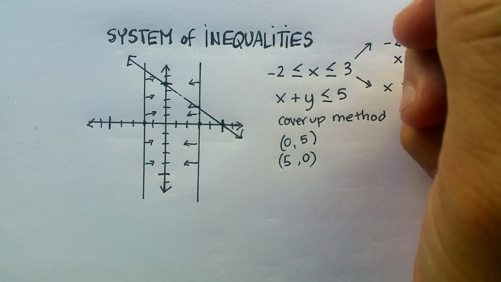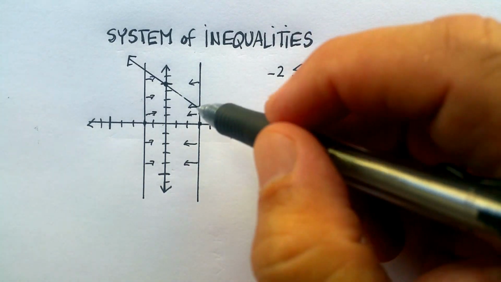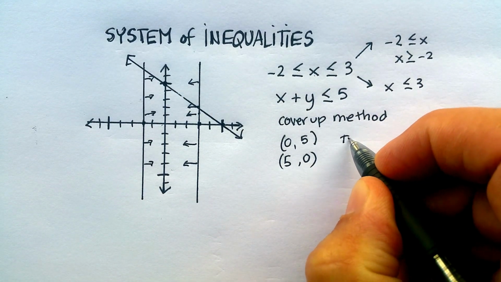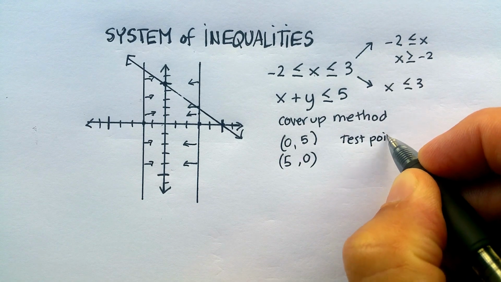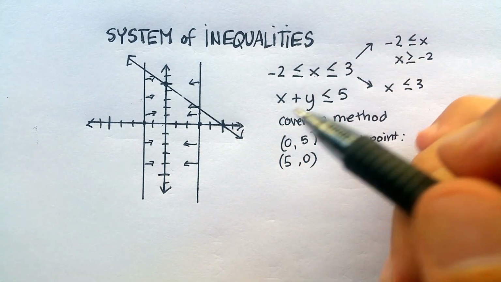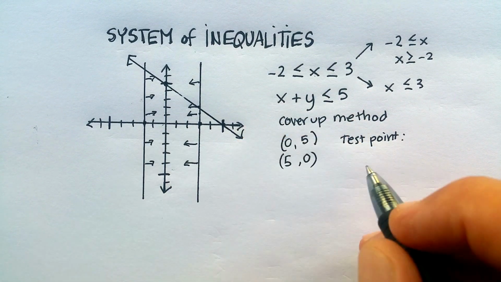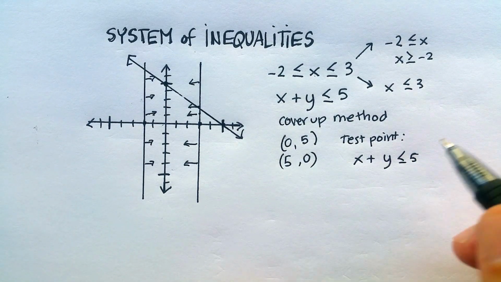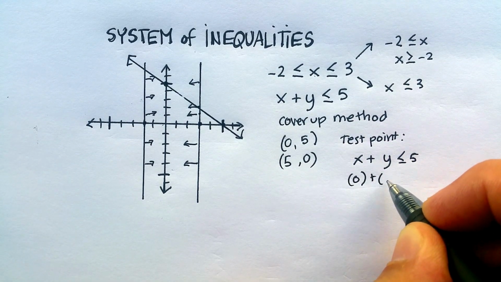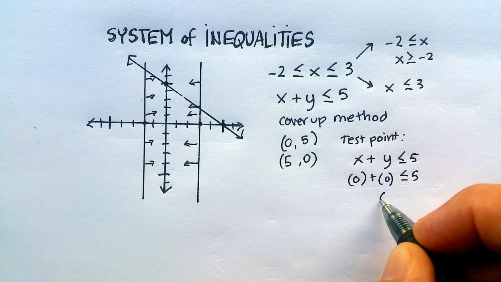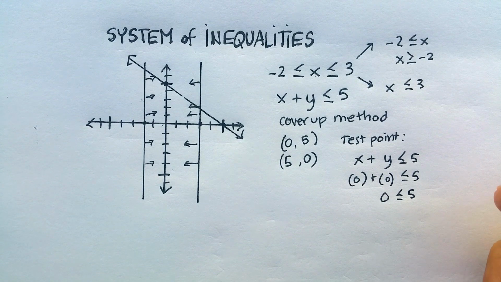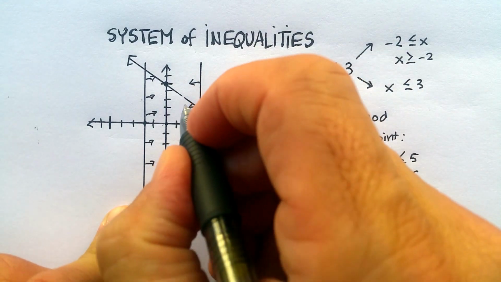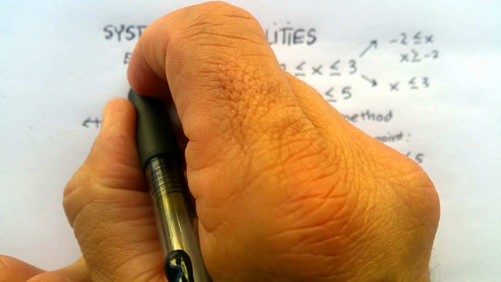There we go. And now I'm going to do what's called a test point. I want to see which side of this line I need to shade. Okay. So my test point, you can really just choose any point on either side of the graph. I tend to choose 0, 0, because then I can just plug it in here really easily and do mental math, right? If I just put x is 0 and I put y is 0, is 0 less than or equal to 5? And the answer is yes, which means that 0, 0 should be on the shaded side. So again, I do this.